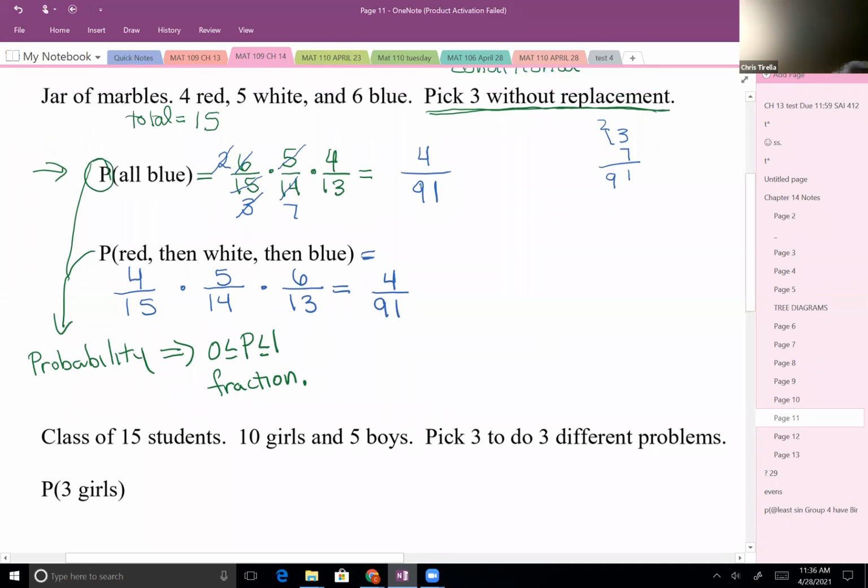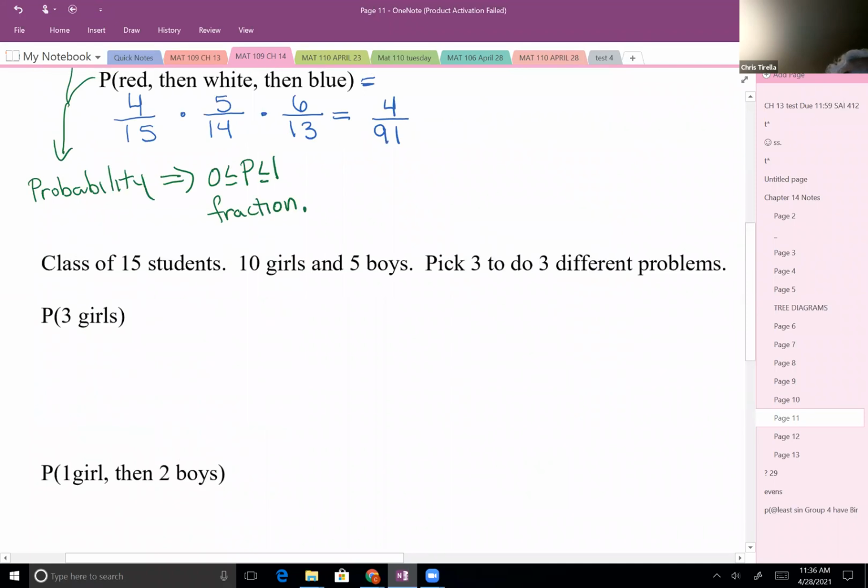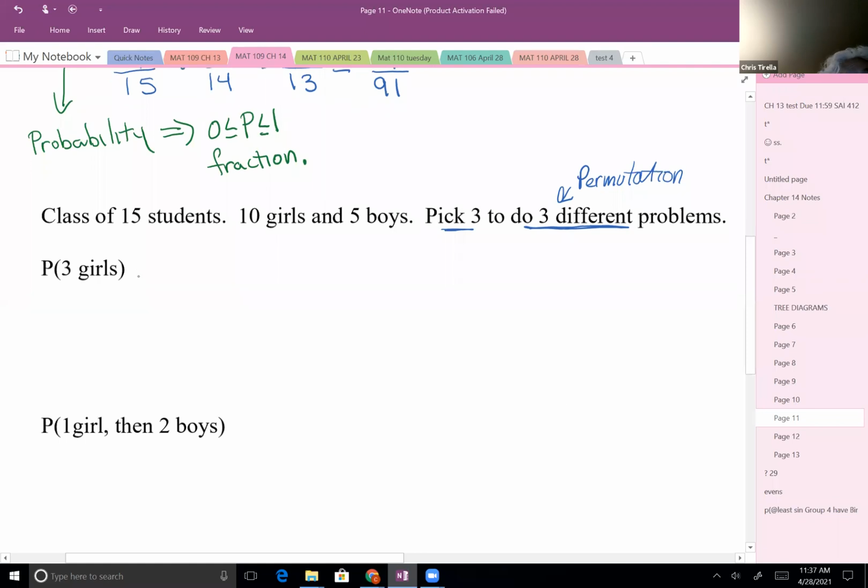Next one says, I have a class of 15 students, 10 girls and 5 boys. I picked 3 to do 3 different problems. Because the problems are different, we're going to look at this as a permutation. The order matters. We could set this one up like the preceding, but because order matters, let's go through and do it with permutations. It would be the number of ways we can get 3 girls over the number of ways we can get 3 students, all of the different selections of 3 from the class.